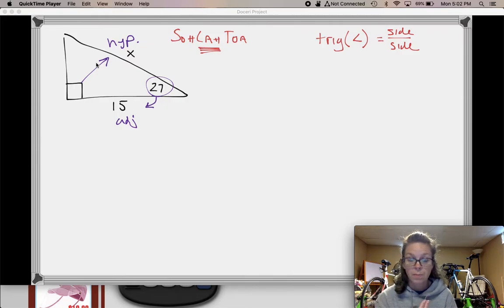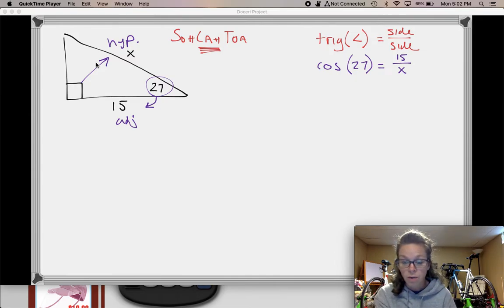So in this problem, the trig function we want to use is going to be cosine. So we're going to fill in trig with cosine. The angle we chose, 27, equals cosine is adjacent. The adjacent is 15, and adjacent over hypotenuse, the hypotenuse is x. So we filled in each space here. We only have one unknown, x, and that means we can solve it. If we have more than one thing unknown, then that means we can't solve the equation.